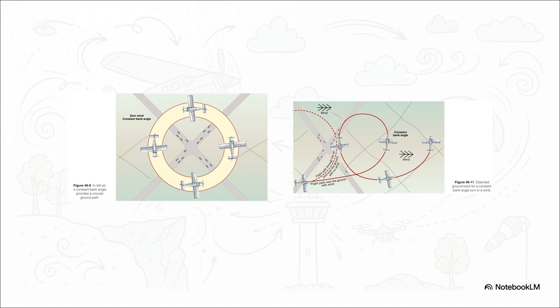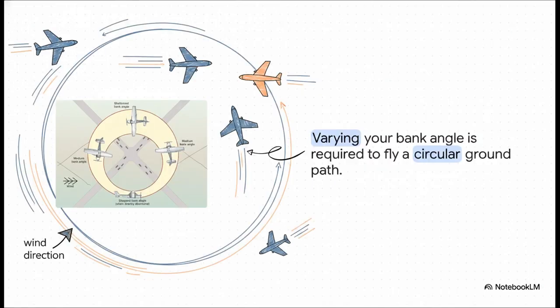If you try to hold that same constant bank angle and airspeed, the air mass just carries you downwind. So your perfect circle stretches out into this distorted, looping track over the ground. To actually fix that distortion and fly a true circle over the ground, we have to constantly change our bank angle. It's the golden rule of wind turns.